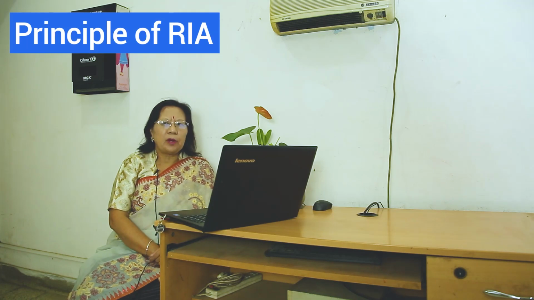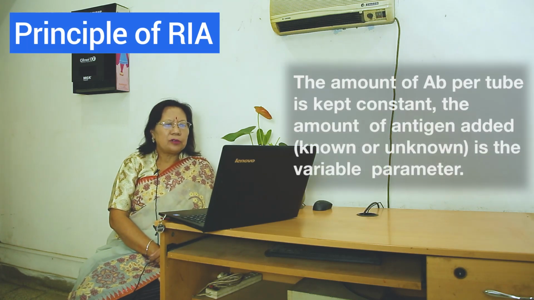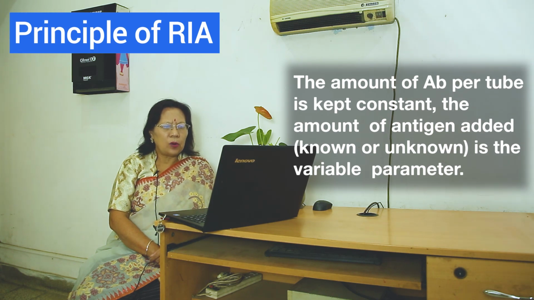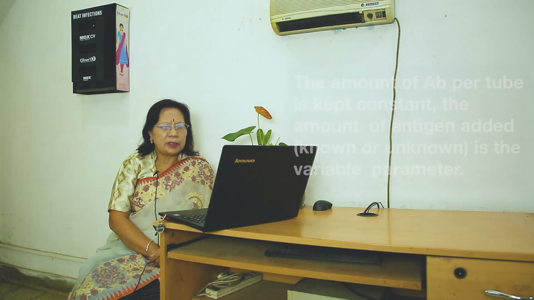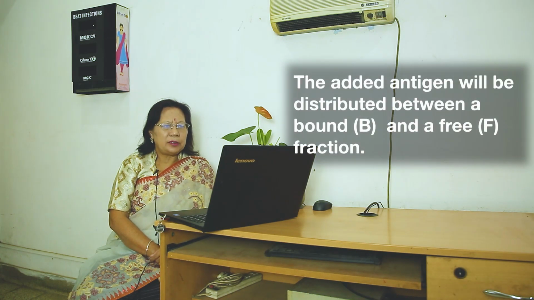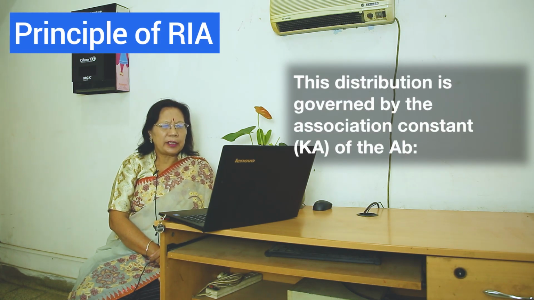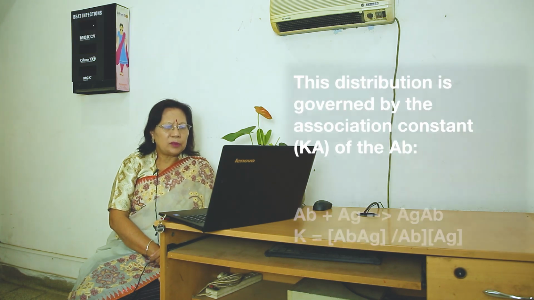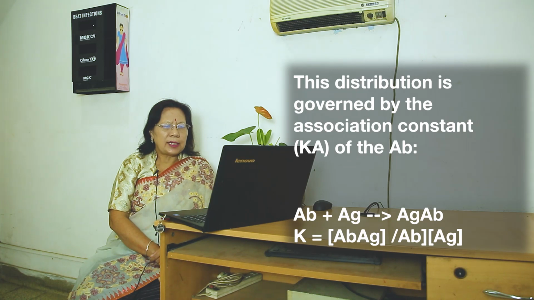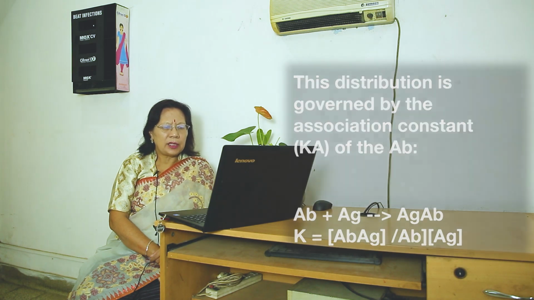So what is the principle of radioimmunoassay? The amount of antibody per tube is kept constant, and the amount of antigen added, known or unknown, is the variable parameter, and the added antigen will be distributed between a bound fraction B and a free fraction F. This distribution is governed by the association constant, Ka, of the antibody. Antibody plus antigen forms the antigen-antibody complex, and the constant K is equal to the antigen-antibody complex divided by antibody times antigen.